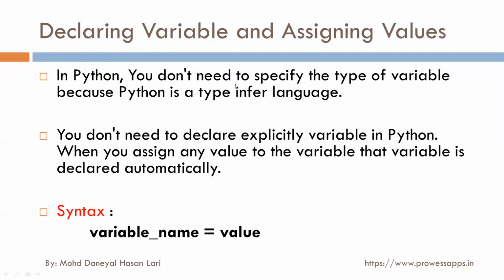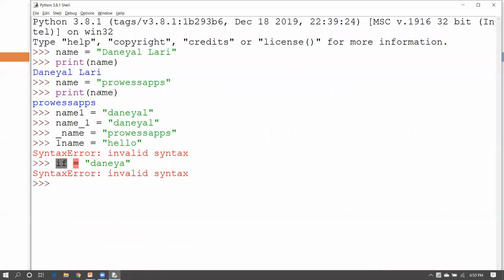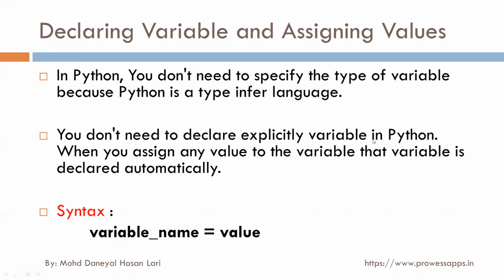In Python, whenever you declare any variable and assign a value, you don't need to specify the type of the variable because Python is a type-inferred language. As you can see in the example, whenever I declare any variable, I'm not writing a string or any data type before the declaration of any variable. You don't need to declare a variable explicitly in Python. When you assign any value to the variable, that variable is declared automatically. The syntax for the variable declaration is variable name and value.